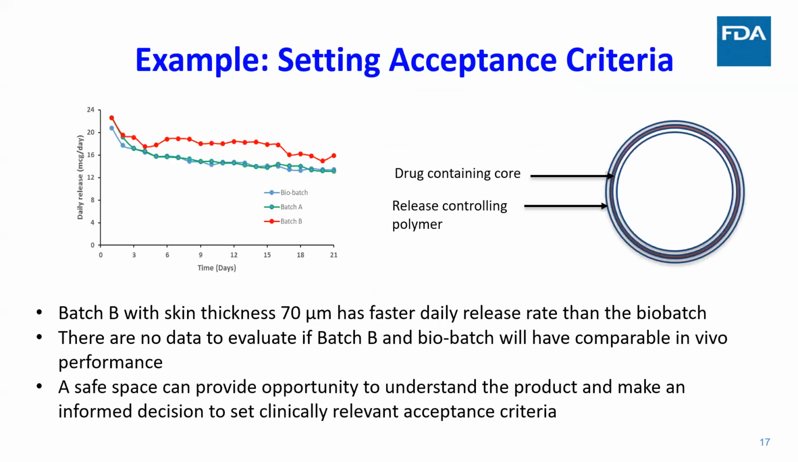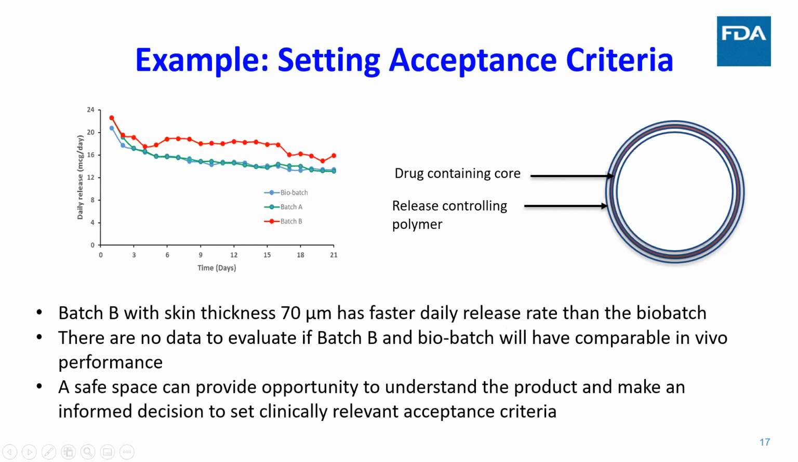So here is a scenario where safe space can be helpful. This is again the in vitro release profile of a vaginal ring from 3 batches, bio batch and 2 exhibit batches. As can be seen here, bio batch and batch A have similar release profiles, while batch B is consistently releasing a higher amount of drug compared to the bio batch.